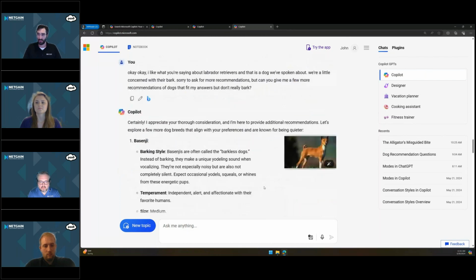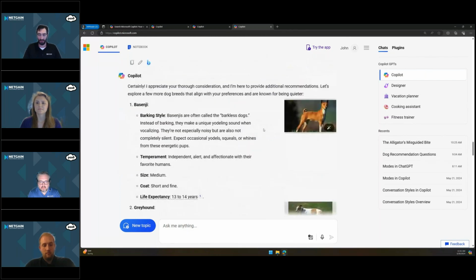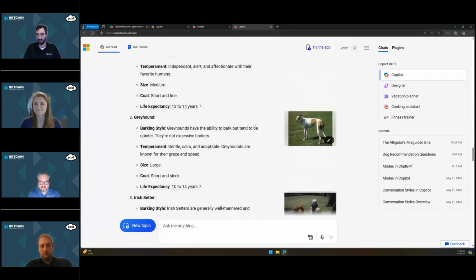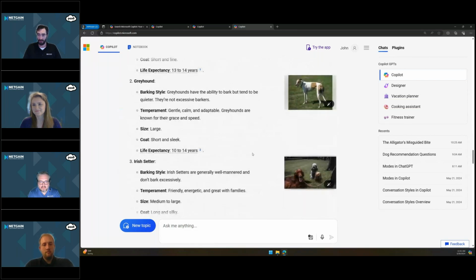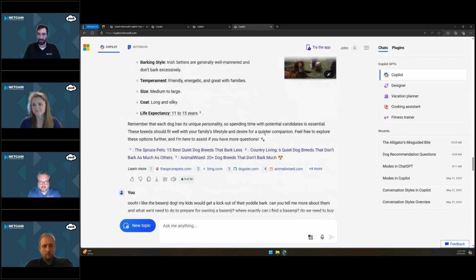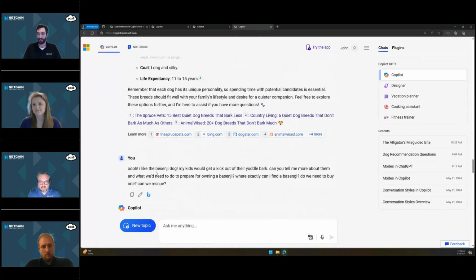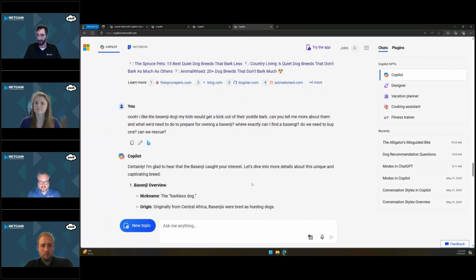Certainly. Basenji, right? Barkless dogs, that sounds okay. Greyhound, that's cool. Irish Setter, all right, that sounds pretty good. And then you know what? I like the Basenji dog. My kids would get a kick out of the yodeling bark that it mentioned up there. So can you tell me more about them and what we need to do to prepare for owning a Basenji? Like where exactly do I find a Basenji? I've actually never even heard of the Basenji before. Do we need to buy one? Can we rescue it?